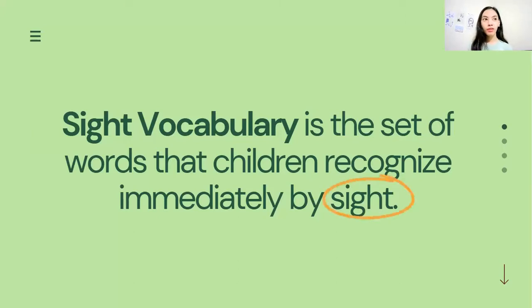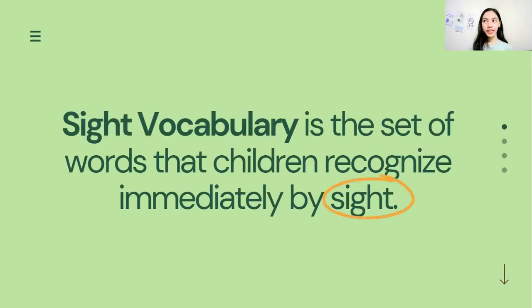An example of a sight word is the word after. Children without sight vocabulary deficiency are able to understand what after means if they see this in whatever they're reading or whatever they're watching. Now, sight vocabulary deficit.